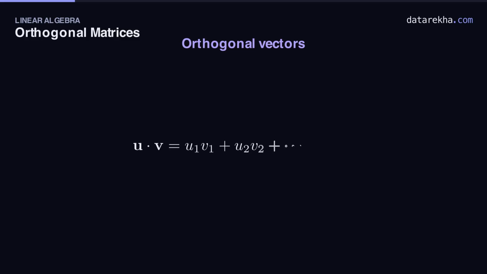To build orthogonal matrices, start one level down with orthogonal vectors. Two ideas do all the work: the dot product and the length. That gives three definitions. Two vectors are orthogonal, perpendicular, when their dot product is 0. A vector is a unit vector when its length is 1. And a set is orthonormal when it has both at once, every vector length 1 and different ones perpendicular. Hold on to that word, orthonormal.